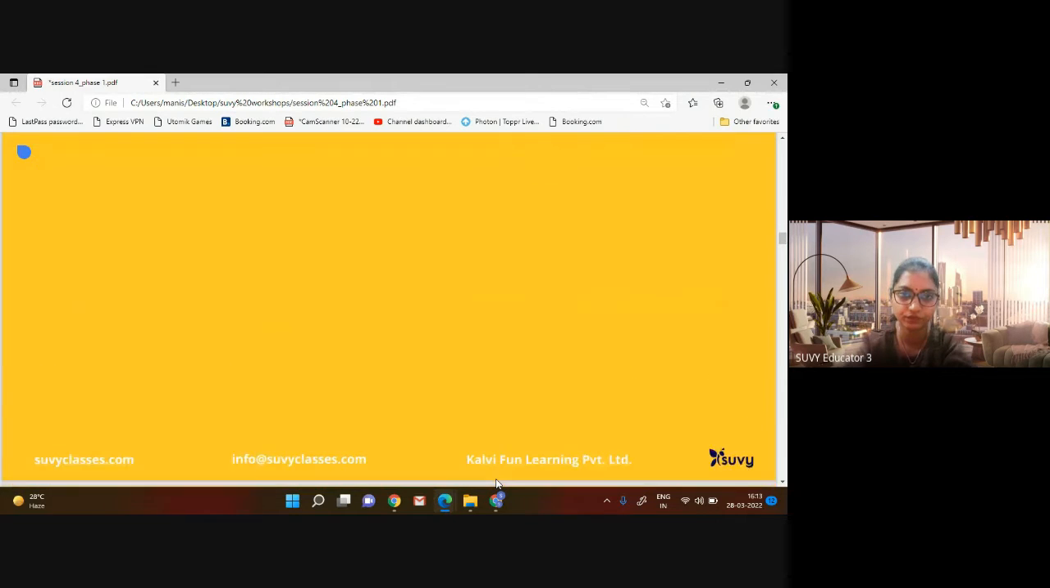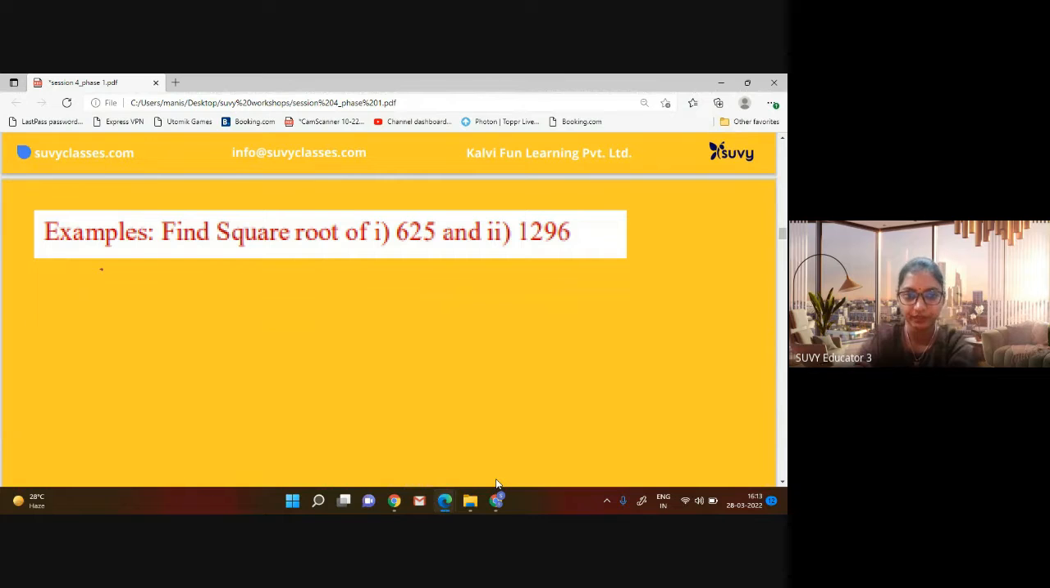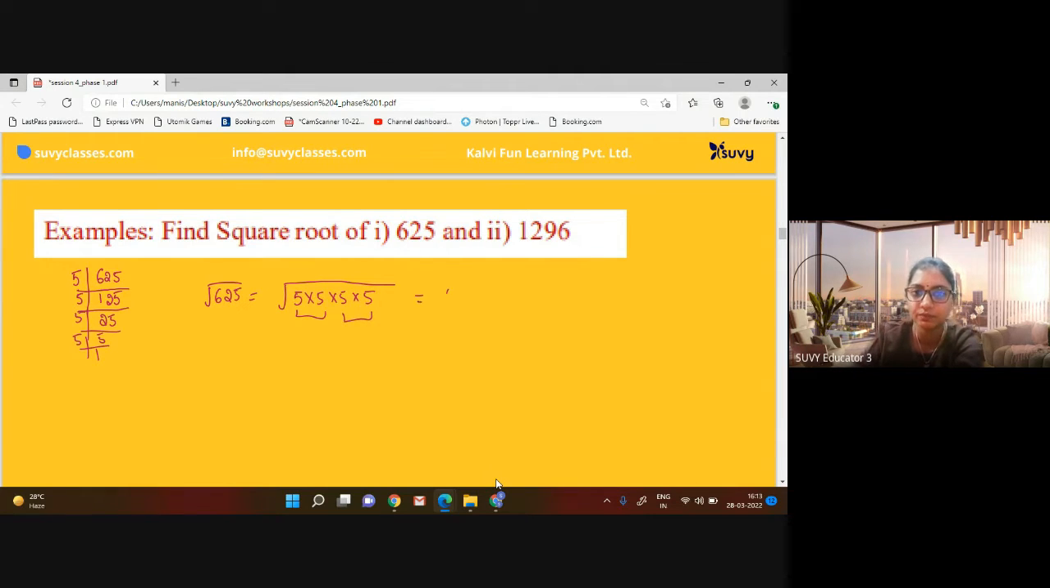For example, 625. Very first question: start factorizing. As it ends with 5, it means it's divisible by 5. So 5 times 125 is 625, 5 times 25 is 125, again 5 times 5 is 25, and then 5 and 1. It means the square root of 625 can be written as root of 5 into 5 into 5 into 5. Right? So let's start making pairs. It will become 5 into 5. So the answer is 25, my dear students.